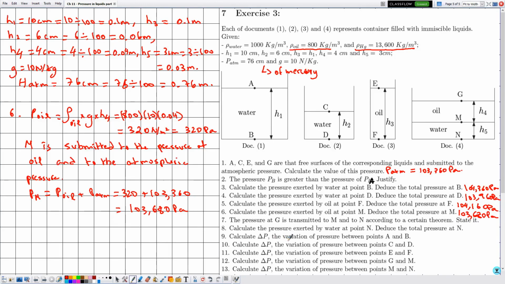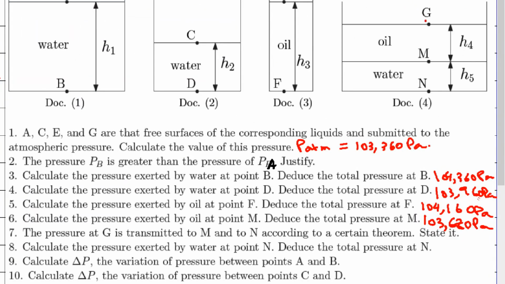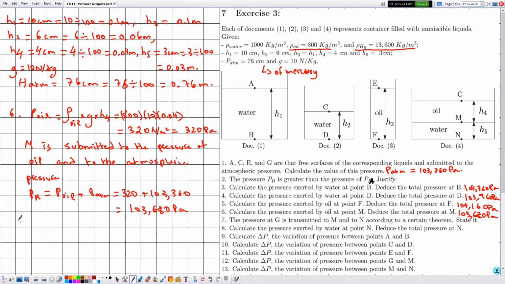Now in number 7, the pressure at G is transmitted to M and to N according to a certain theorem stated. So they are telling us that the atmospheric pressure, which is at the point G, is being transmitted to the points M and N, and this is according to a certain theorem. We need to state this theorem, and this is known for sure as Pascal's theorem. But it's not enough to mention the name of this theorem, we need to state it.